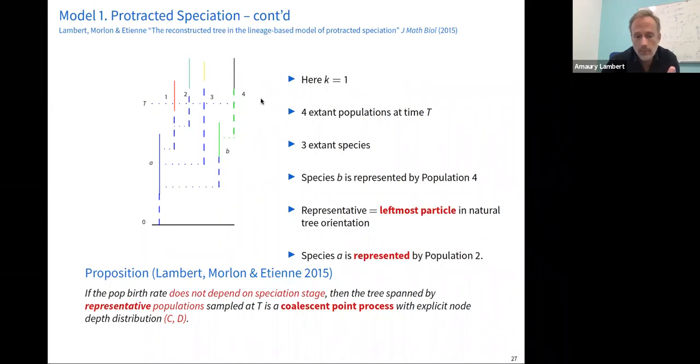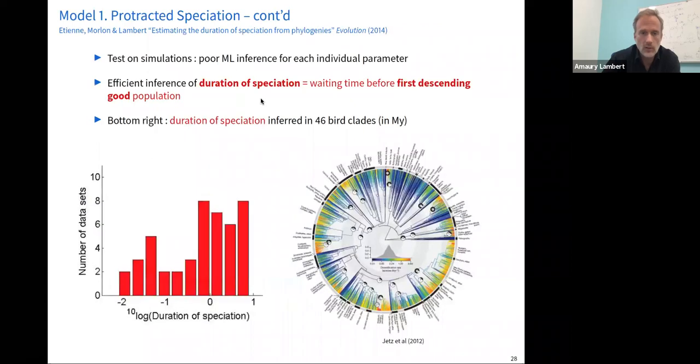And so we are back to what we know how to simulate very easily and how to infer, because the phylogeny is again a coalescent point process, but now parameterized by the microscopic parameters or the microscopic ingredients of this protracted speciation model. So what we've done then is to try to apply this model to real data. We first tested the model on simulations, and we actually realized that we could not infer the individual parameters of the model, but that we could infer a composite parameter, which is the duration of speciation.